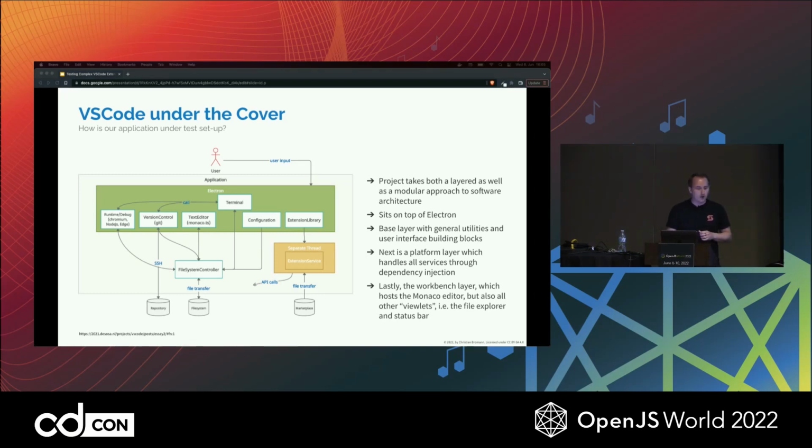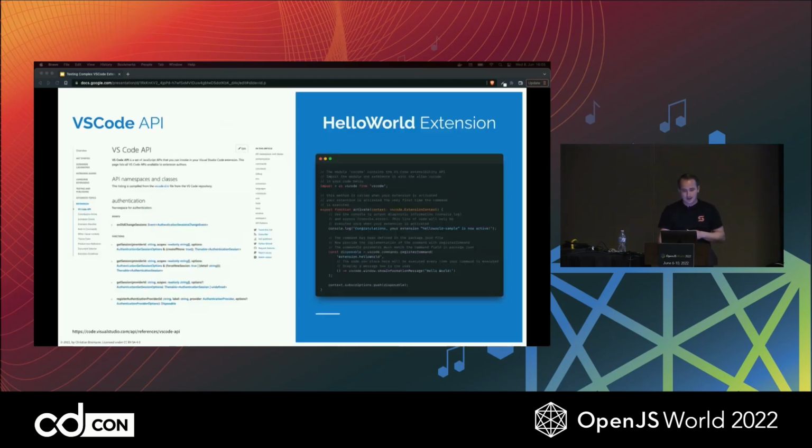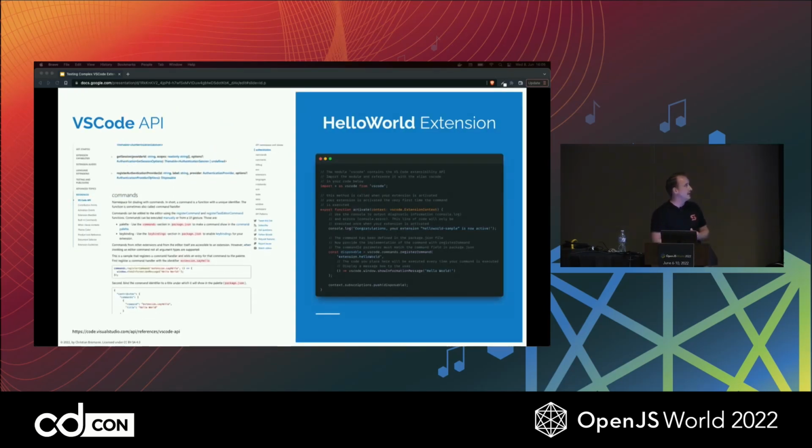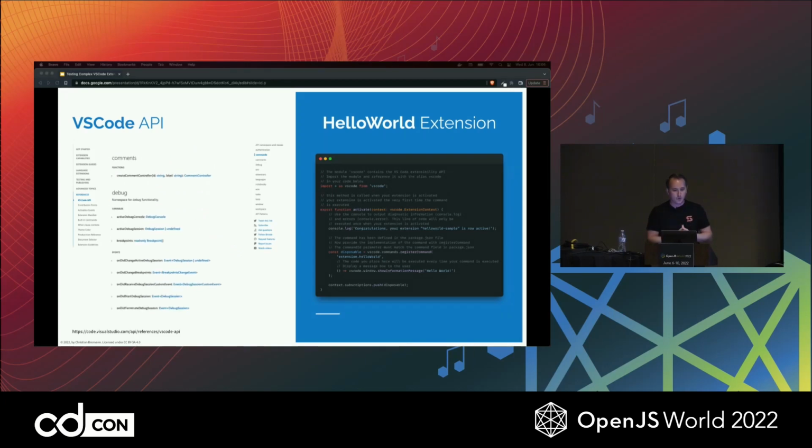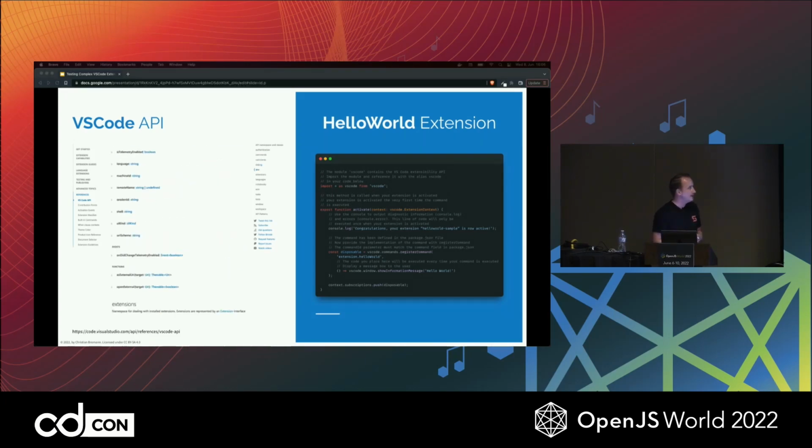And so when you build an extension, you define in a package JSON what your extension will contribute to the development experience. And then in a different process, you implement all these necessary procedures for those contributions to work. We see this here in a small hello world example on the right.